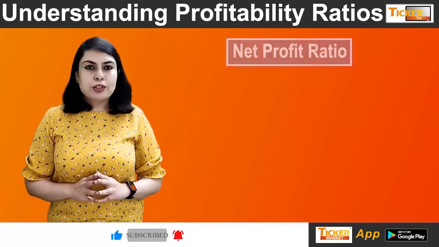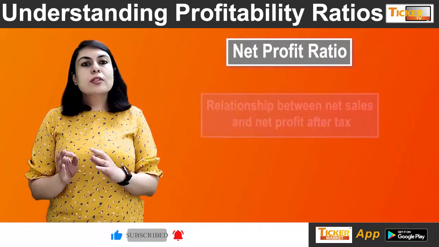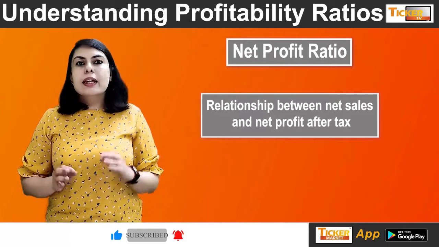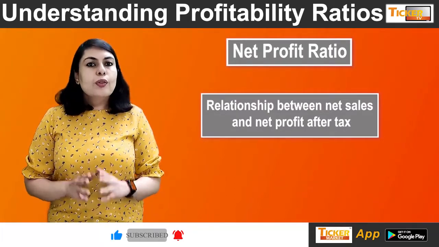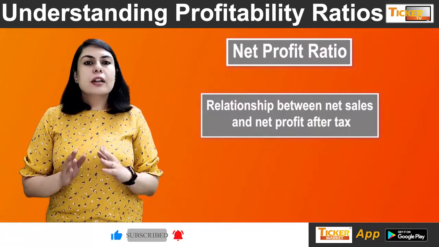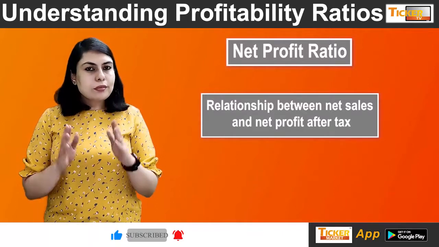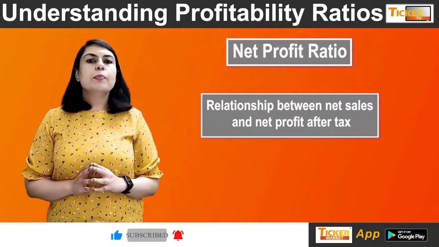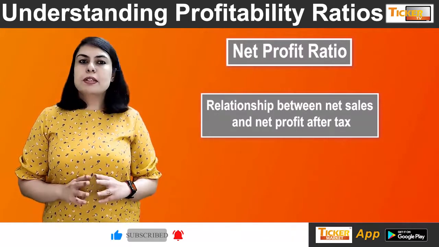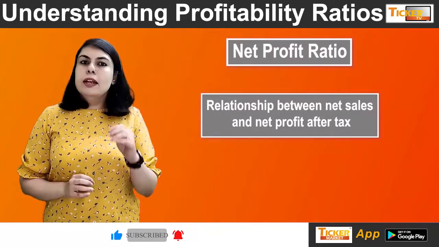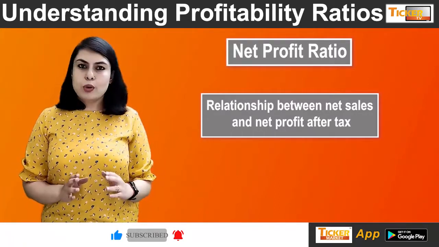Third, net profit ratio. The net profit ratio is an important profitability ratio that shows the relationship between the net sales and the net profit after tax. It is the most common profitability ratio, used to measure the profit after deducting all the expenses, losses and provisions for bad debt. For example, if you have a net profit margin of 10%, then on every 1 rupee that you have invested in the business, you earn 10 paisa. Net profit margin shows the margin left for the equity and the preference shareholders.